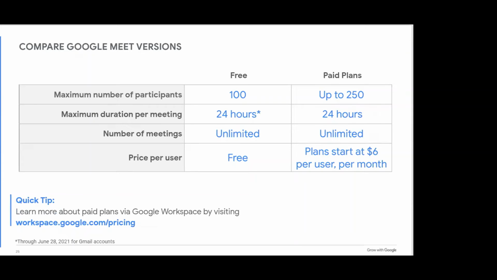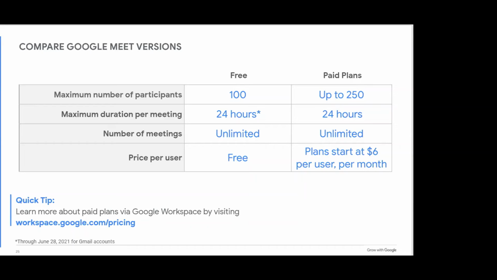So this slide compares the free version of Google Meet and the paid plan. Most of us who have a personal account have the free version. Maximum number of participants is 100 people. Maximum duration is 24 hours. Unlimited meetings, and it's free.